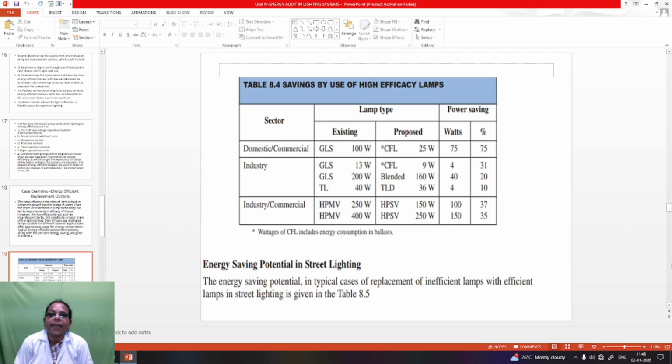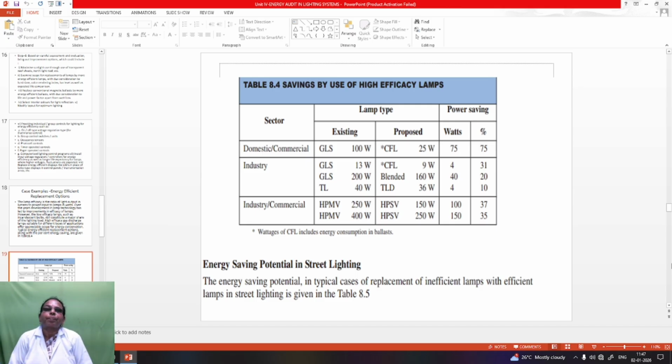Then for industrial and commercial use, HPME 250 watt is existing. HPME 400 watt is also existing. HPSV 150 watt and 250 watt are proposed.